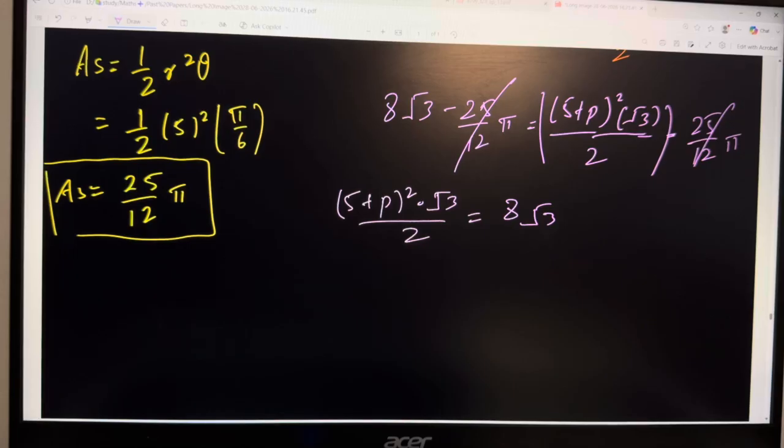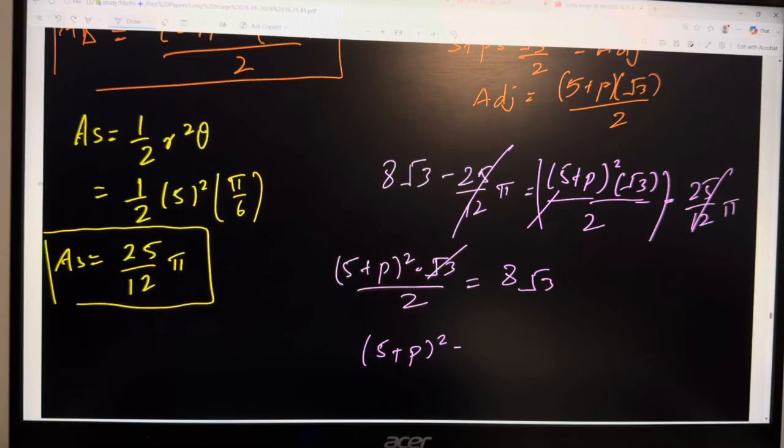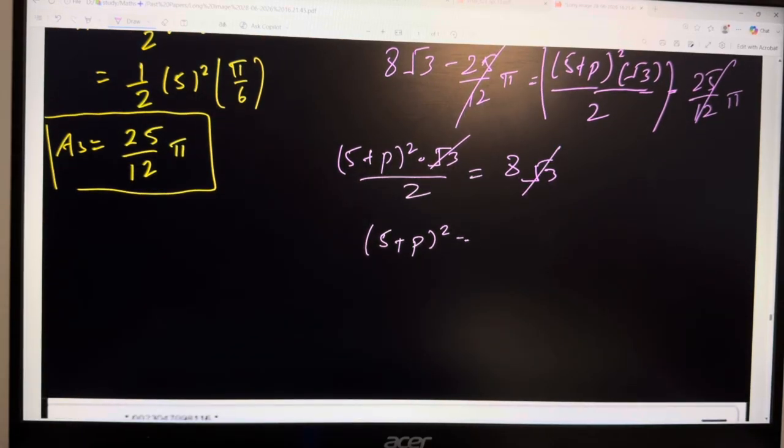Then 2 goes there, multiply by 8, so 16 root 3. So it becomes 5 plus p, the whole thing squared. I can do one more thing, by the way. There's a root 3 here and a root 3 there, so we can just cancel them. So this becomes equal to 16. Alright, so under root this, under root this, under root both sides. This cancels and this becomes what?